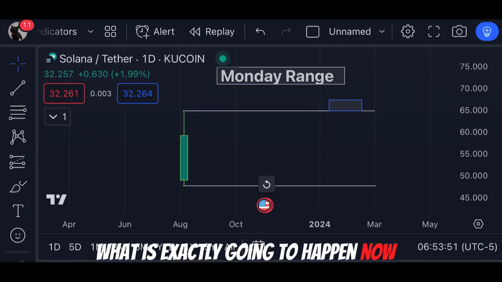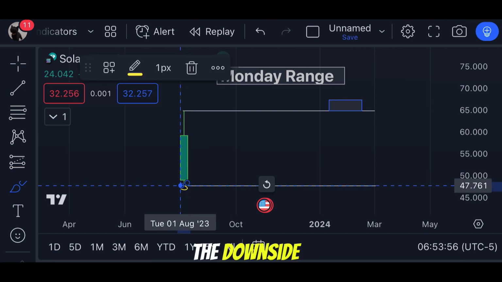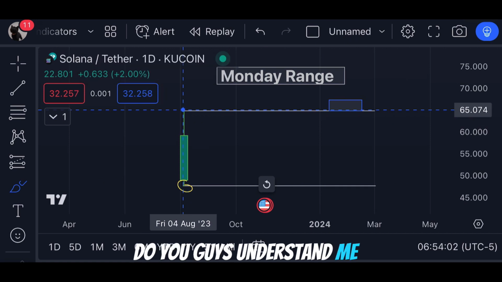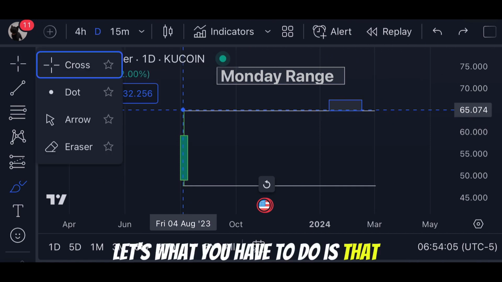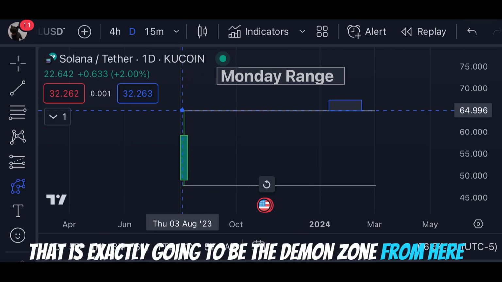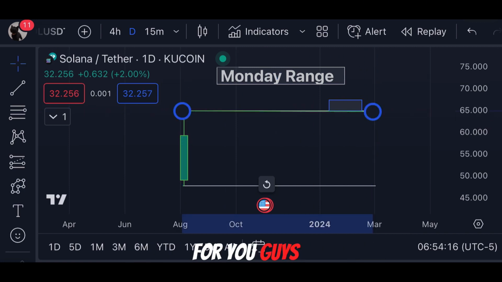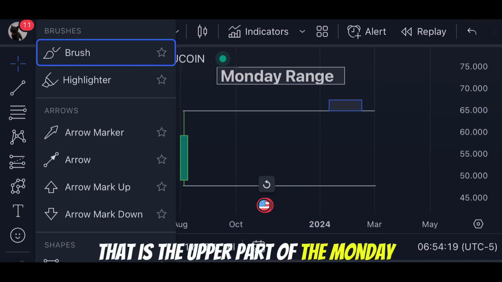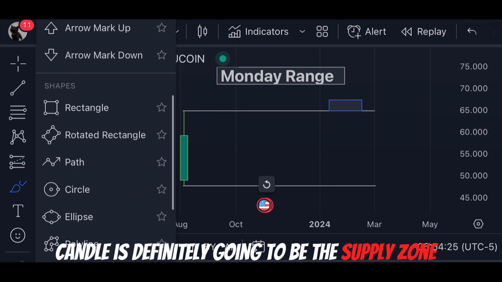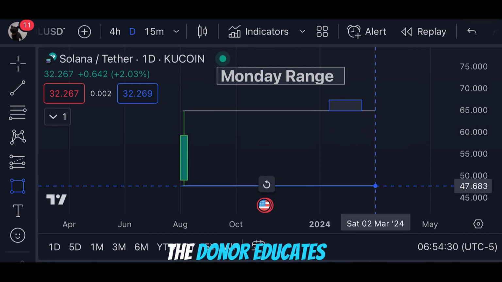So what is exactly going to happen now? This is the downside range and this is the upside range. What you have to do is draw a line: this is going to be the demand zone from here, and this is going to be the supply zone from the Monday range, as I have drawn it for you. The upper part of the Monday candle is going to be the supply zone, and the lower edge is the demand zone.